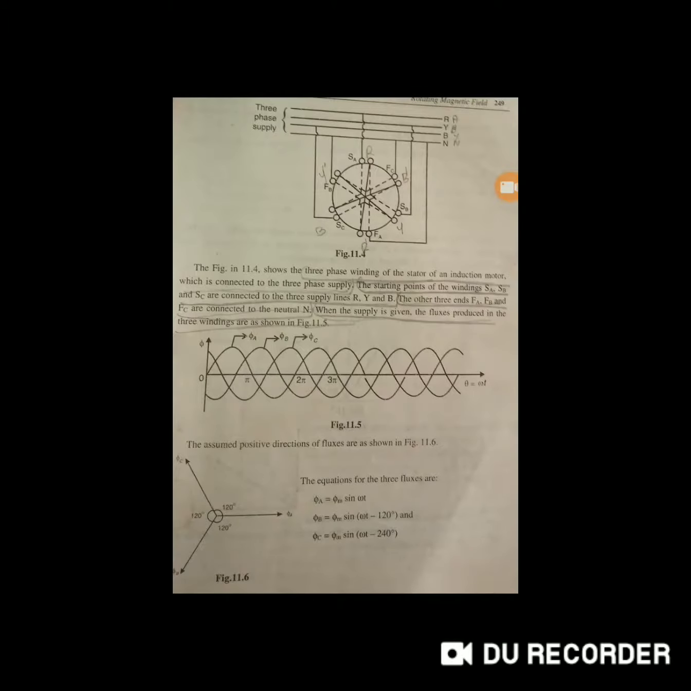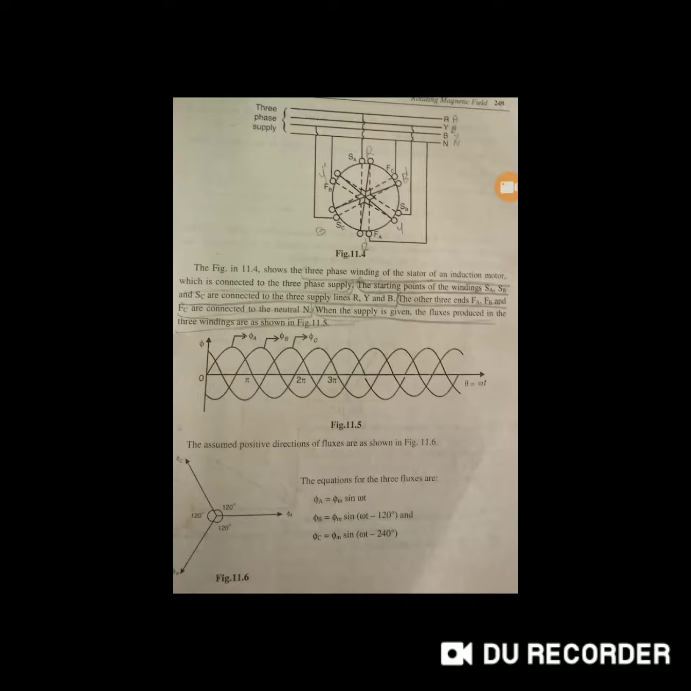Hello everyone. So now we'll see the rotating magnetic field. From this figure you can see it's a three-phase supply having three points: R, Y and B. And one more point is there, that is a neutral point. Usually we say that three-phase is nothing but having a phase difference of 120 degrees.